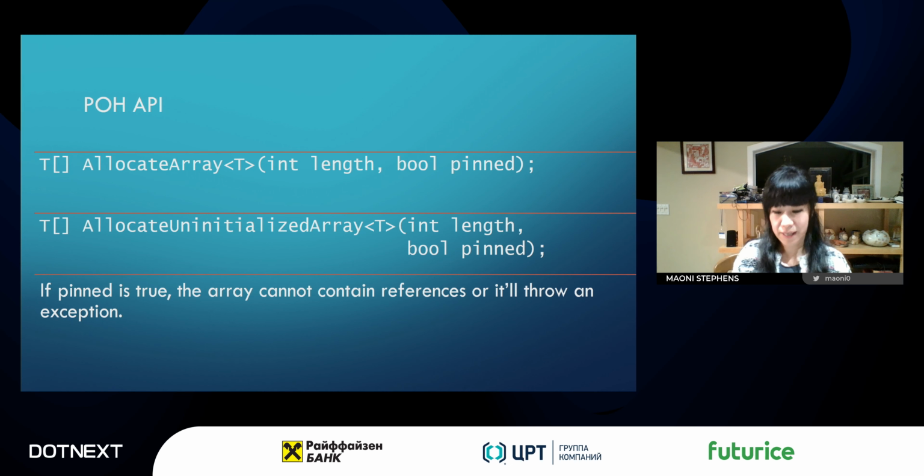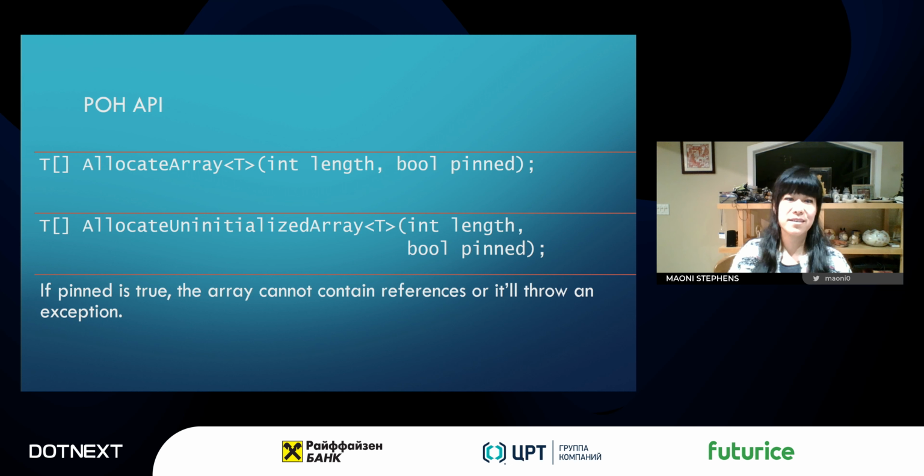All right, just making sure I'm not running out of time. We have the APIs for the pinned object heap allocations, which are these two APIs that we already had before, but now we just added this pinned parameter. You can either allocate it through allocate array, which means the memory will be initialized like normal, right? By default, when we hand out objects to you, we always make sure the memory is cleared.